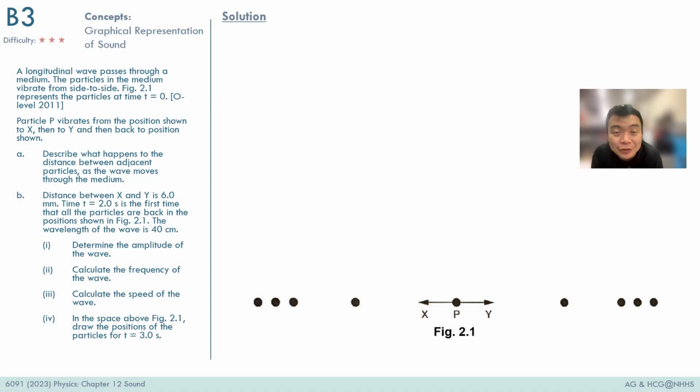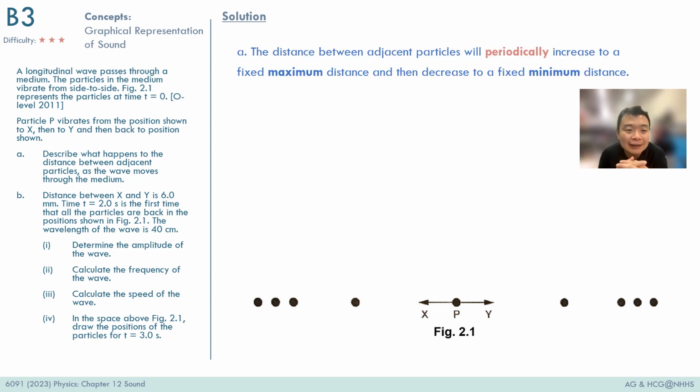This is a tricky question, not because of the workings, but because of the phrasing of the question. And we have to make sense of the words used in the question. And once we do that, the solving is very easy. So in part A, describe what happens to the distance between adjacent particles.